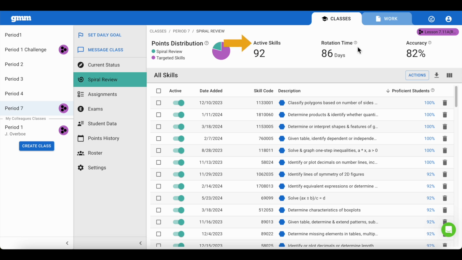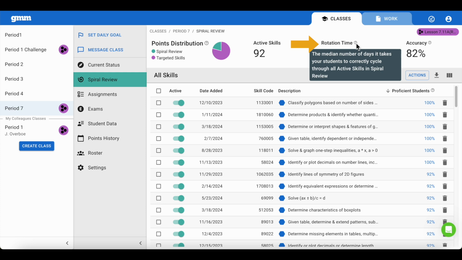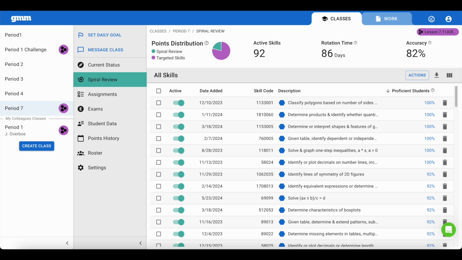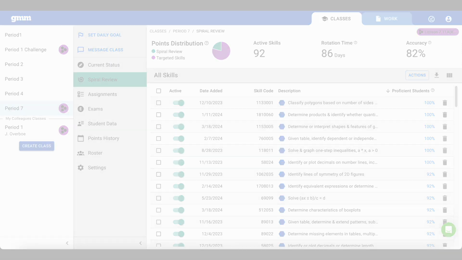The next metric is active skills. Teachers often want to know what a good number of active skills is. This can depend on the next metric displayed, rotation time. Rotation time is the median number of days it takes your students to correctly cycle through all skills in Spiral Review. We advise keeping that number below 30 days, which assures a significant number of students are actively rotating through those skills at least once a month.